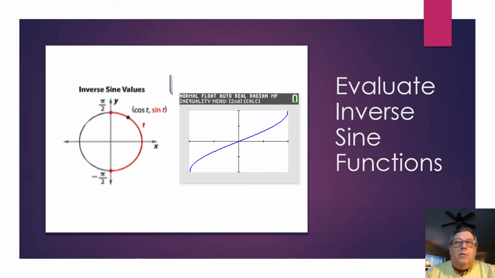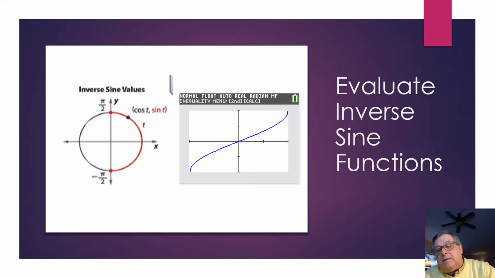Well, we know that every relation has an inverse, but for every relation that is a function, its inverse may or may not be a function itself, and we can determine that by the horizontal line test. With the horizontal line test, if a horizontal line crosses the graph of the original function more than one time for any value of y in the range, then its inverse is not a function.